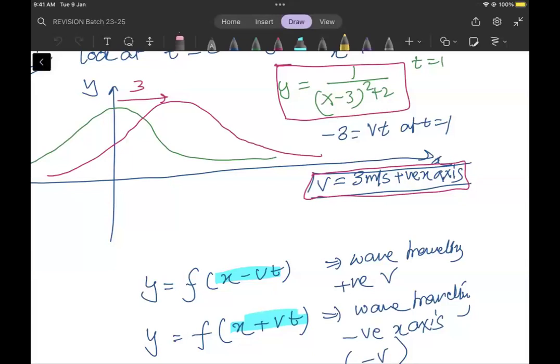You will be asked to find the velocity, or maybe you'll be asked to find the shape of the wave, or maybe you'll be asked to find the maximum amplitude or something like that, which you can figure out very easily because, just 1 minute.